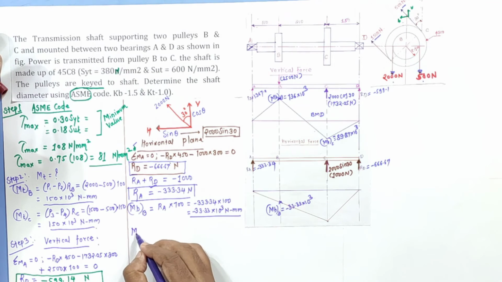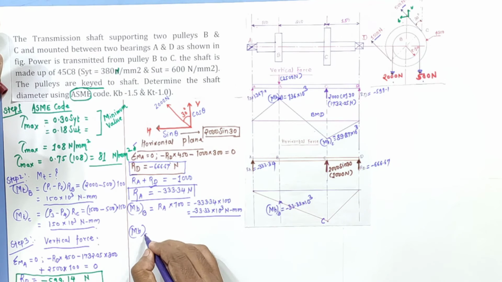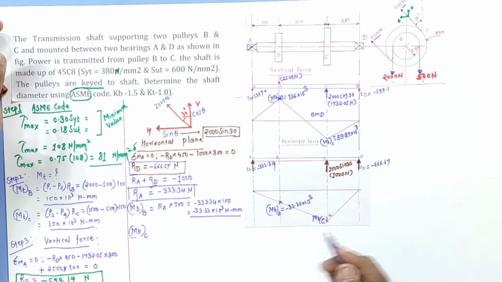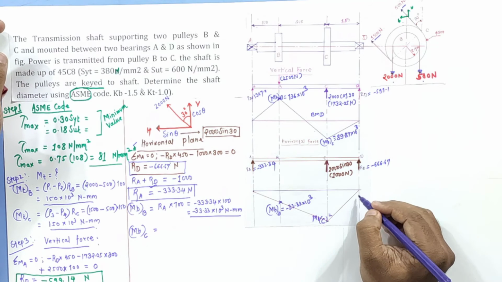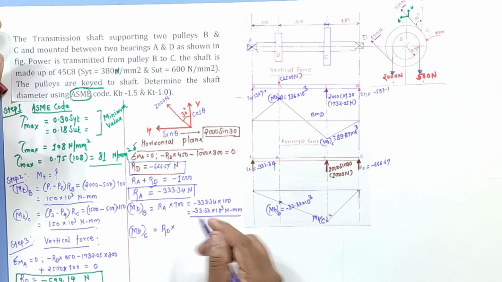Now the bending moment at pulley C. I'll write MC at pulley C, which is equal to how much? This will be the reaction force here, RD, into how much distance? 150.